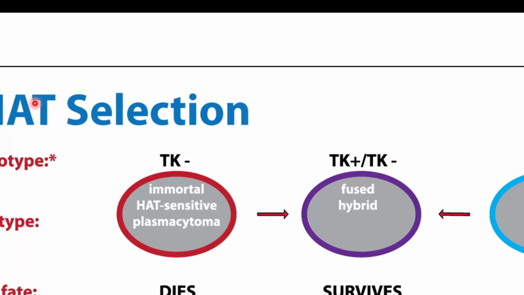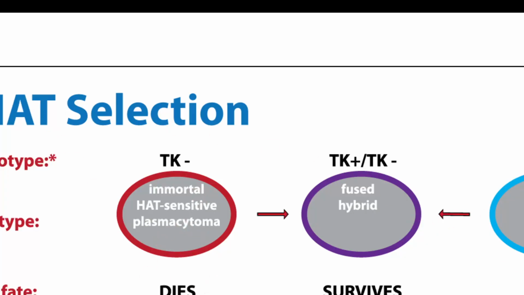So this cell lacks the HGPRT enzyme, the hypoxanthine guanyl phosphoribosyl transferase. This enzyme is lacking, so it does not have the salvage pathway. So this is one kind of a cell, the immortal myeloma cell. This is dying in the presence of HAT.